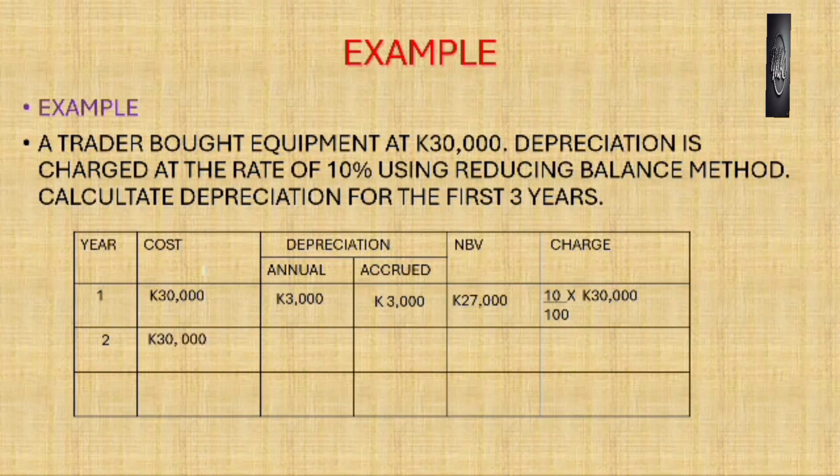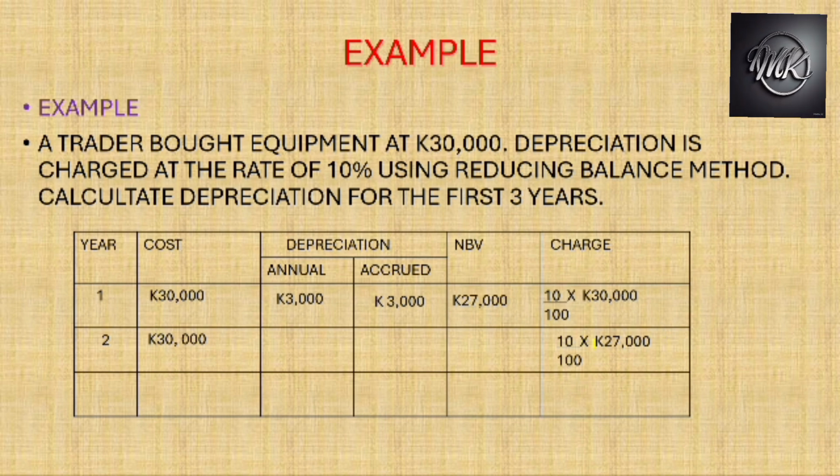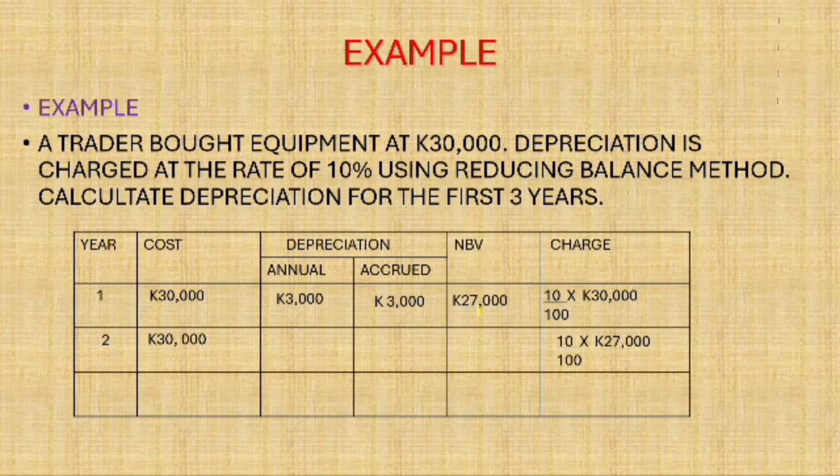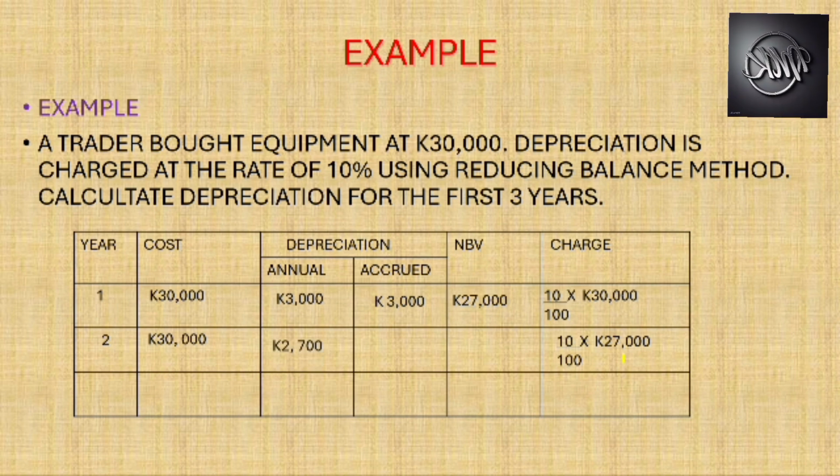In the second year, our original cost is still the same. The original cost does not change. It remains the same year in, year out. And then we determine now the annual depreciation for year 2. This is year 2. So it will be 10% of the net book value. Now we have ascertained the net book value in the first year. So now we'll be charging our annual depreciation based on the net book value. And this will give us 2,700 kwacha annual depreciation for year 2.